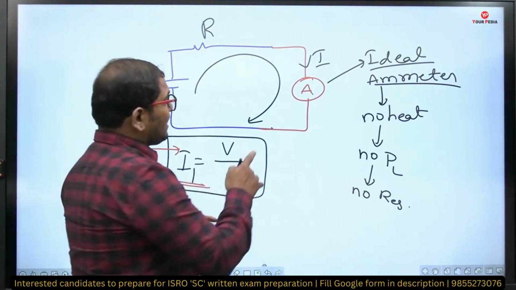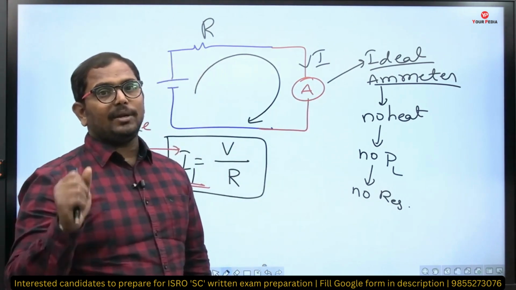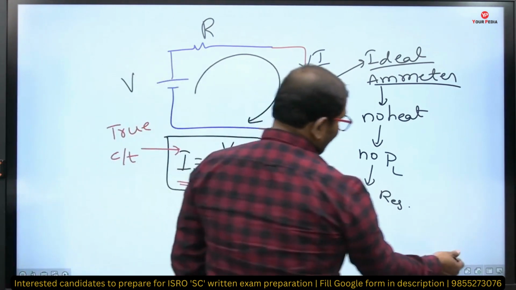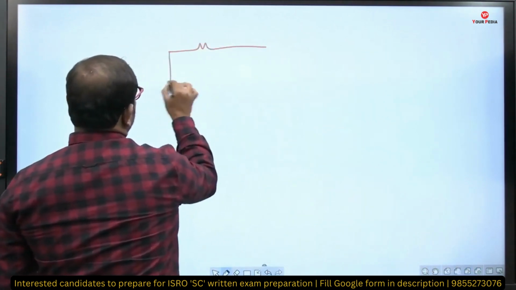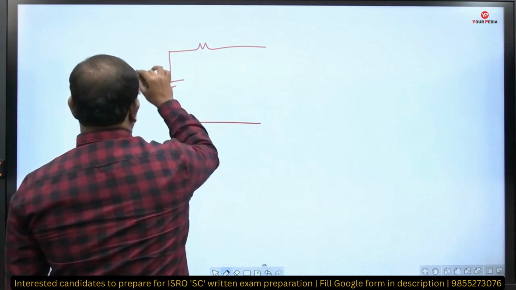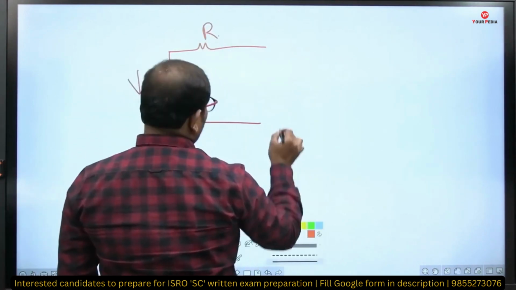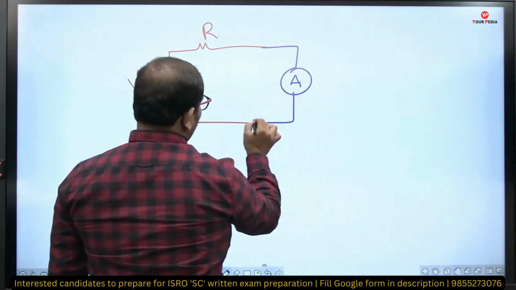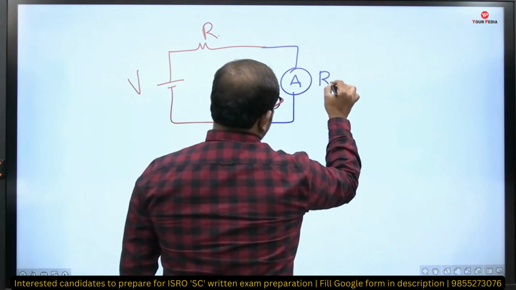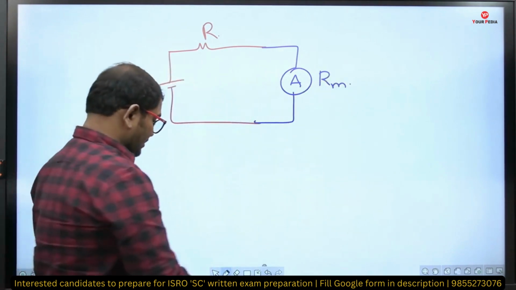Now let us consider this ammeter as a practical ammeter. What happens to the circuit? Let me see. This is a resistance, this is a voltage source, and now here we have connected an ammeter, and this ammeter exhibits some resistance. We call that resistance the meter resistance.